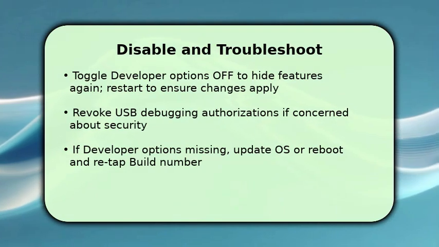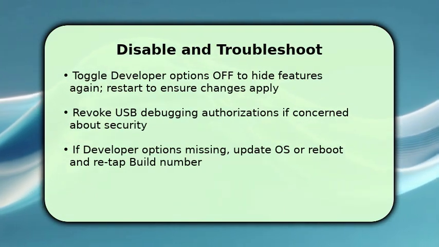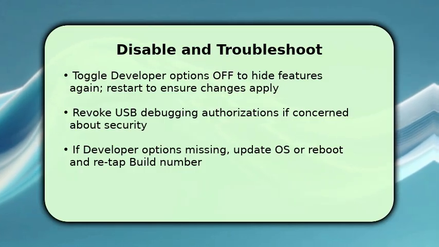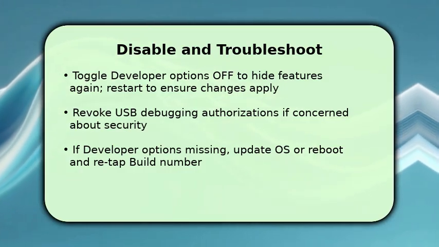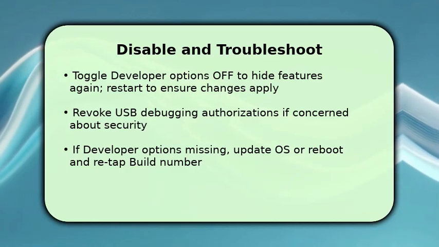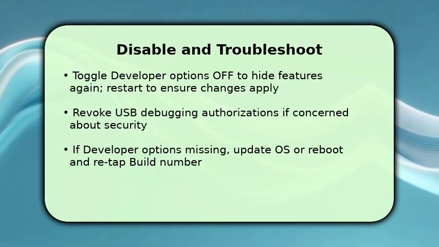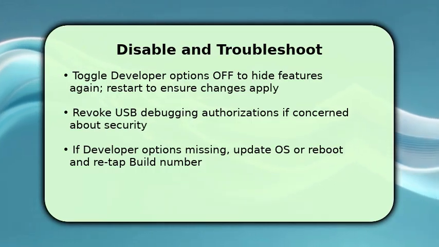To finish, you can leave developer options enabled for future use or toggle it off to hide advanced settings. Turning it off removes the menu, but keeps system changes. Once done, restart your device to make sure new settings take effect. If you enabled USB debugging, revoke authorizations when finished to protect your device.